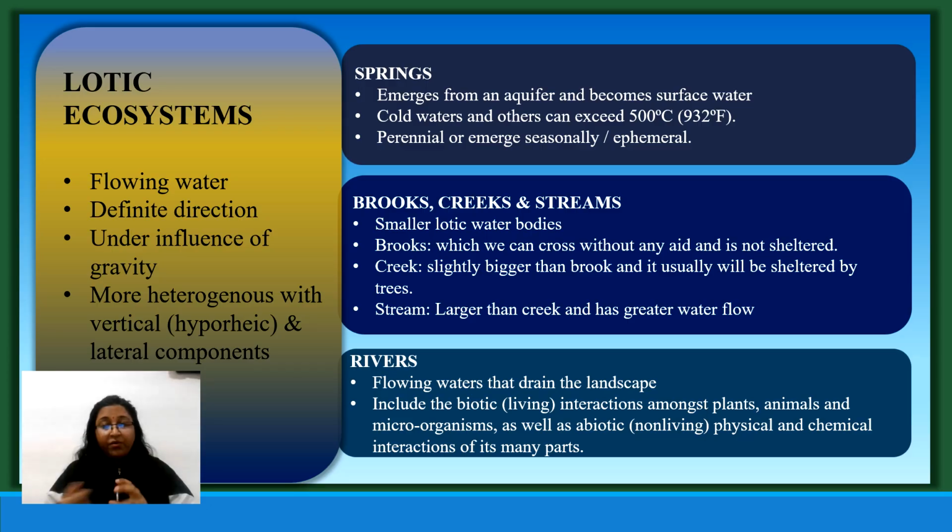Then comes the river. River is the most important category of lotic ecosystems, which has a lot of water volume, the speed of flow, the velocity, is good, and the flowing water drains the whole landscape. Then it will have different types of biotic and abiotic components that live together and interact together, and as a result, rivers are more complex in nature.